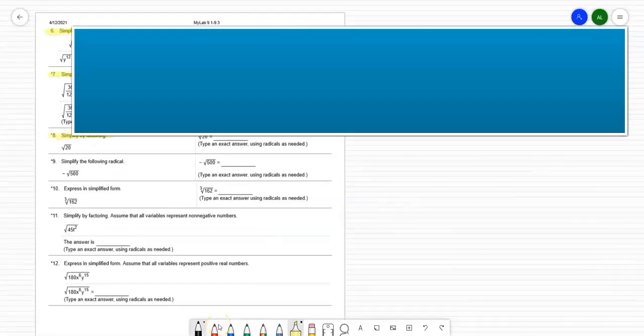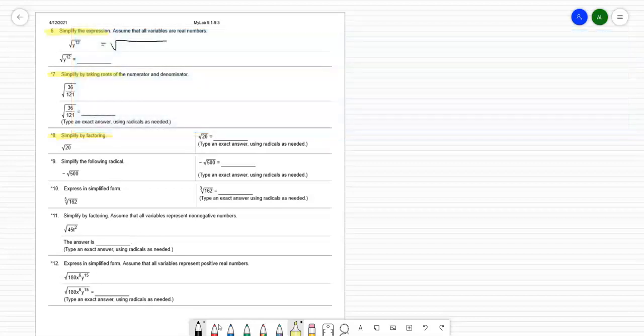Now we're getting into simplifying radical expressions. So numbers 6, 7, and 8 are highlighted because these are the types of questions from this MyLab section that you're going to see on your MyLab test review and unit test that's coming up. So let's look at the square root of y to the 12. Now, we can take the long route, and let's just do that, just for demonstration purposes.